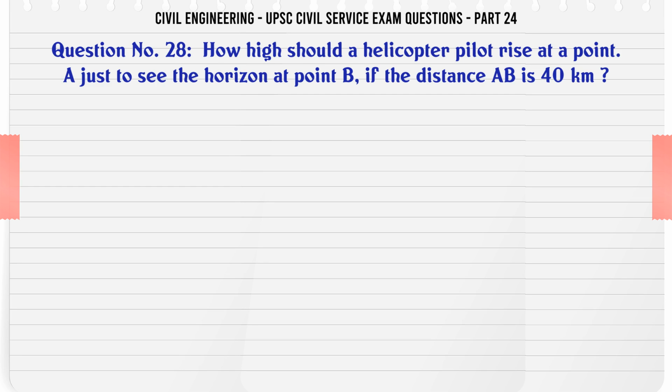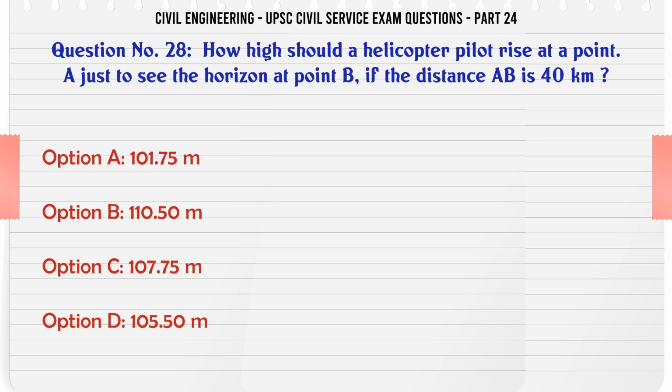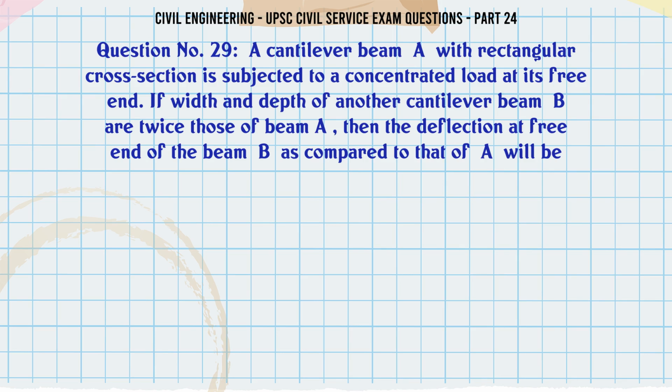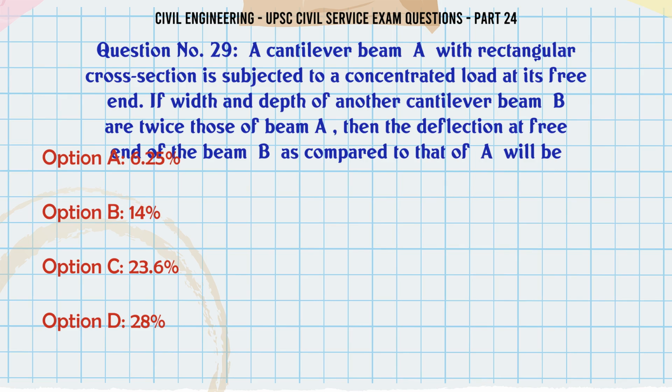How high should a helicopter pilot rise at a point A just to see the horizon at point B if the distance AB is 40 km? A. 101.75 m, B. 110.50 m, C. 107.75 m, D. 105.50 m. The correct answer is 107.75 m.